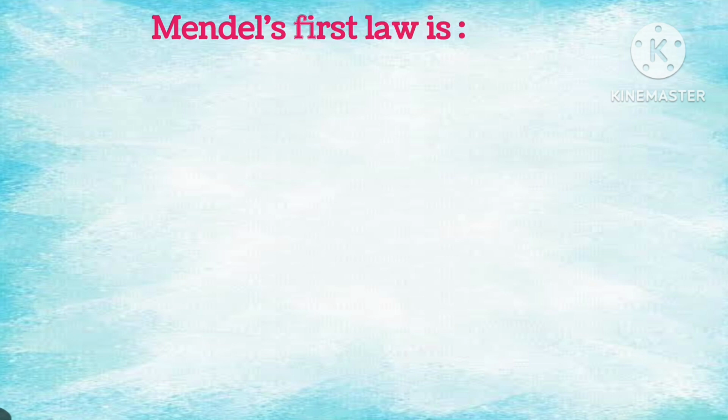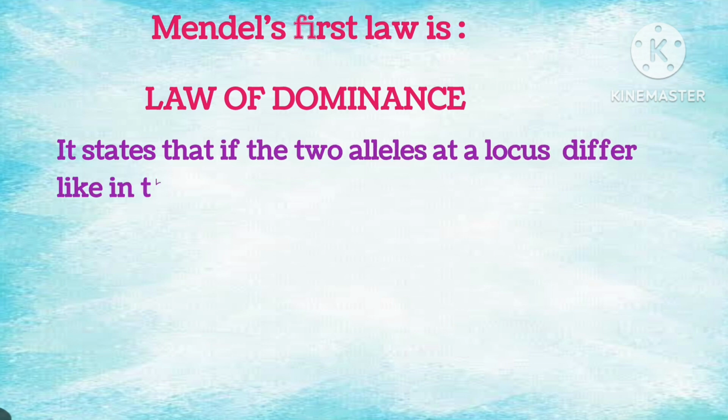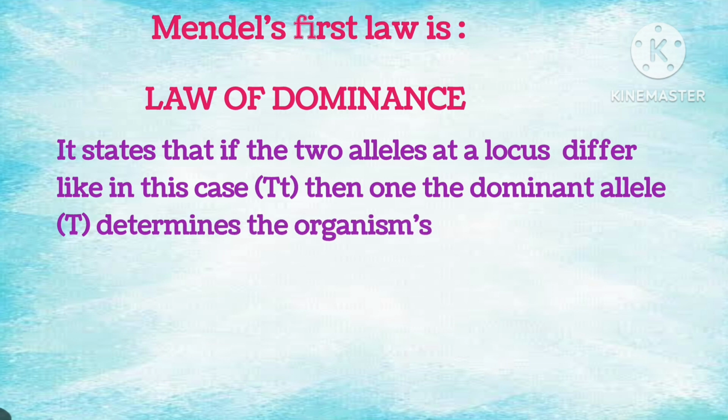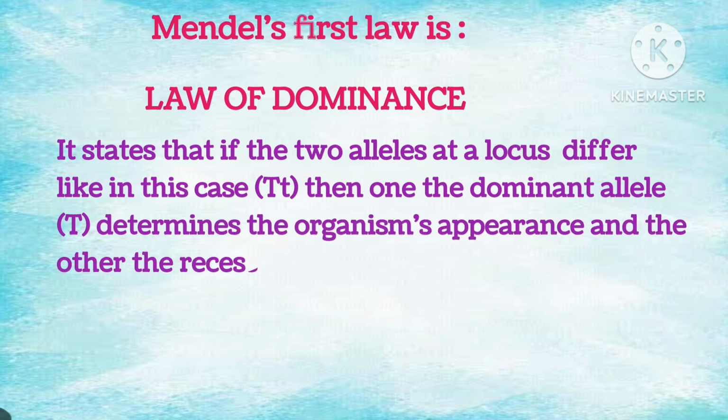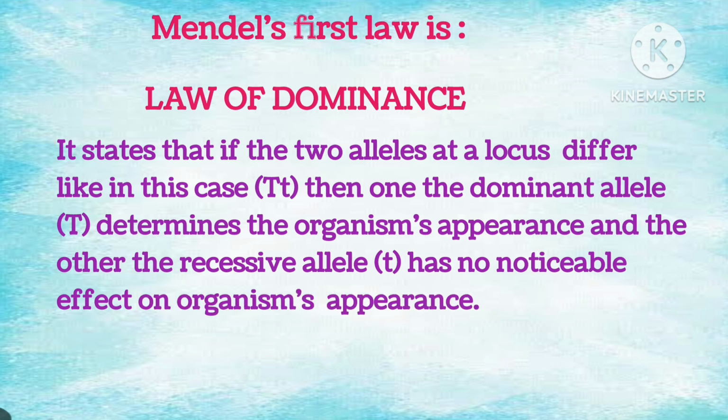Mendel's first law is the law of dominance. It states that if the two alleles at a locus differ, like in the case of hybrid tall, then one, the dominant allele, that is capital T, determines the organism's appearance, and the other, recessive, that is small t, has no noticeable effect on the organism's appearance.